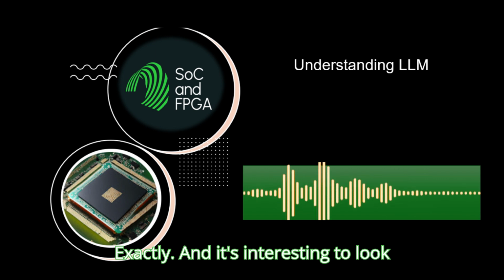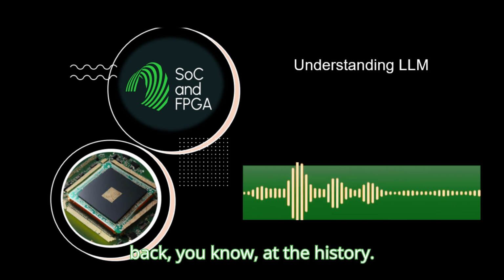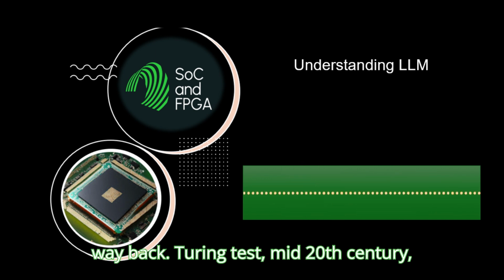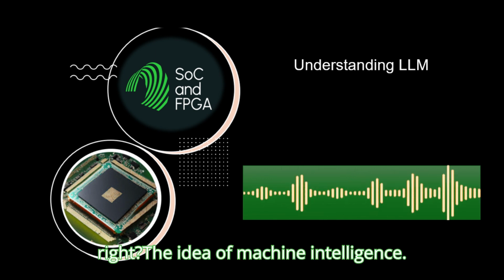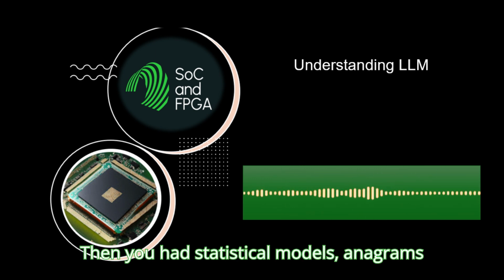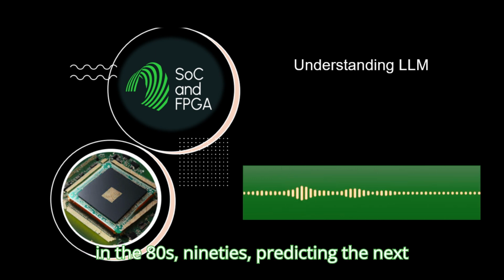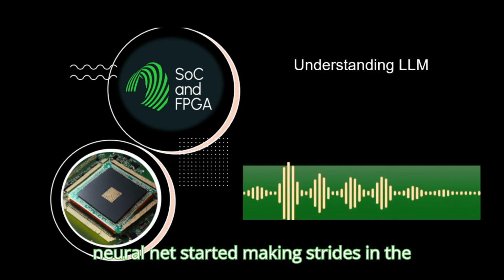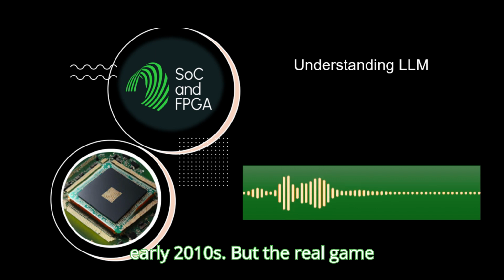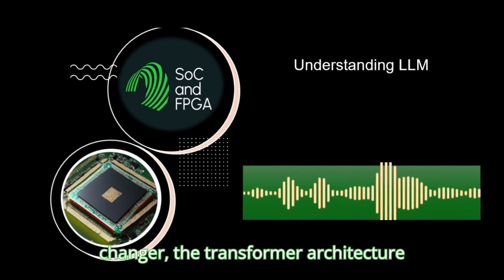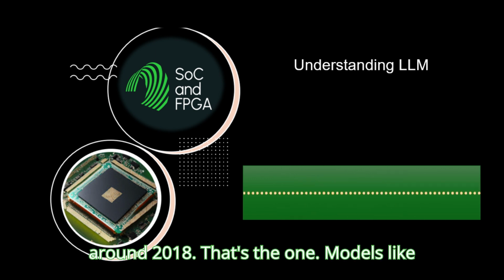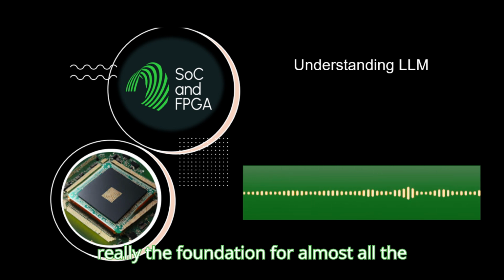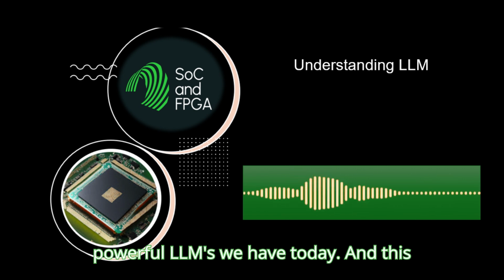Exactly. And it's interesting to look back at the history. NLP, natural language processing. It goes way back. Turing test, mid-20th century. Right, the idea of machine intelligence. Then you had statistical models, n-grams in the 80s, 90s. Predicting the next word, basically. Sort of, yeah. Then neural nets started making strides in the early 2010s. But the real game changer. The transformer architecture, around 2018. That's the one. Models like GPT, BERT. That architecture is really the foundation for almost all the powerful LLMs we have today.